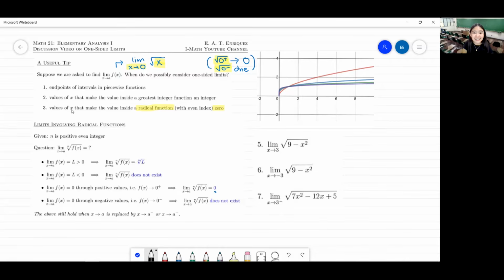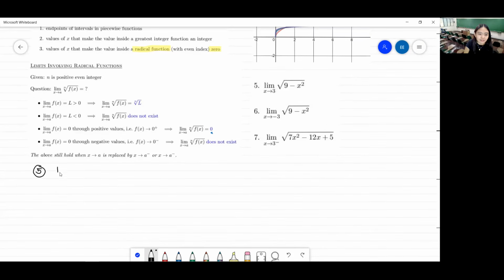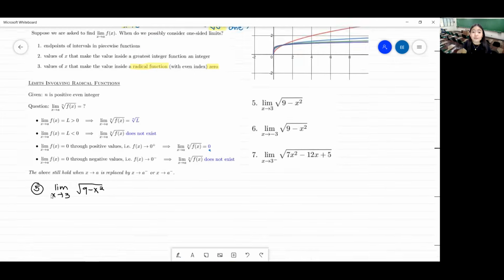So let's illustrate that through examples here. So I'll go to number 5. So we have here the limit as x approaches 3 ng square root ng 9 minus x squared. If we substitute x equals 3 here in my radicand, what I get is 9 minus 9, that's 0. So actually, this applies dun sa aking useful tip. And in fact, we need to consider one-sided limits here.